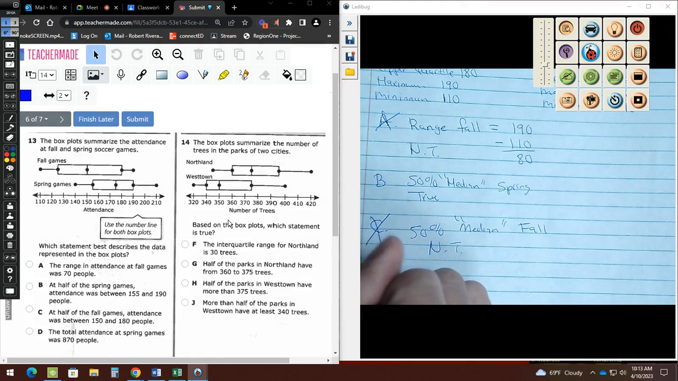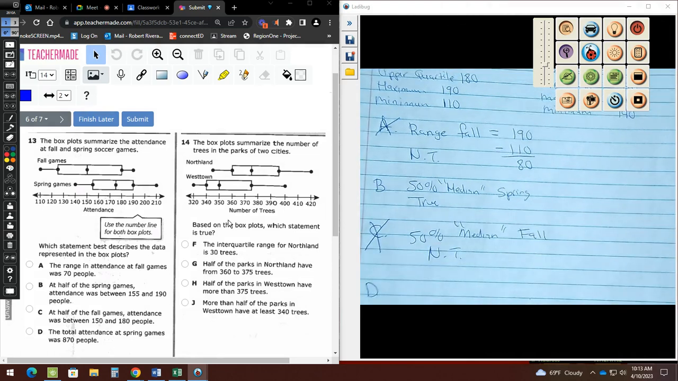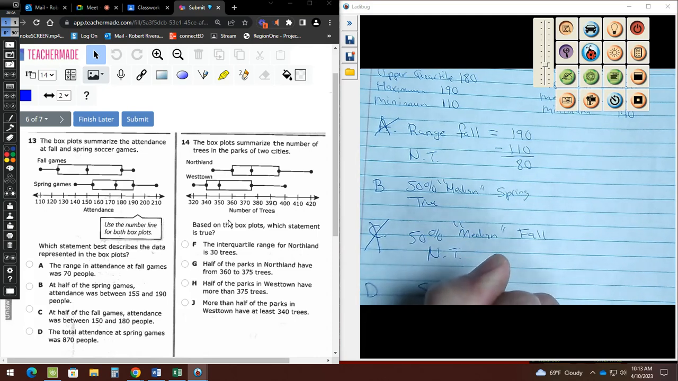Letter D. So far, who's winning? D. The total attendance in the spring games. Okay, spring. Total.